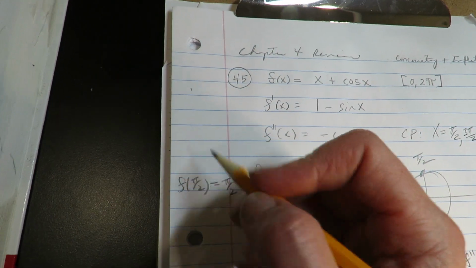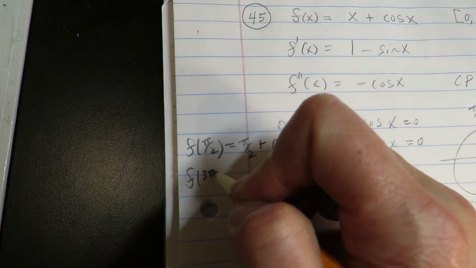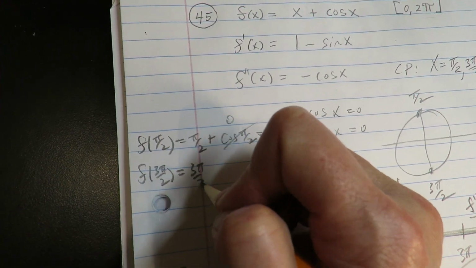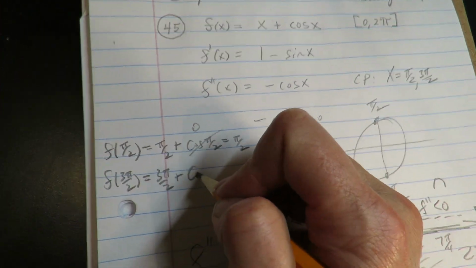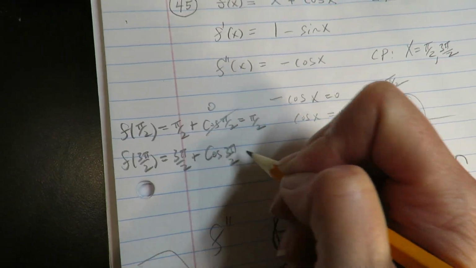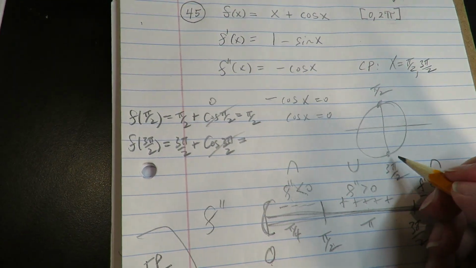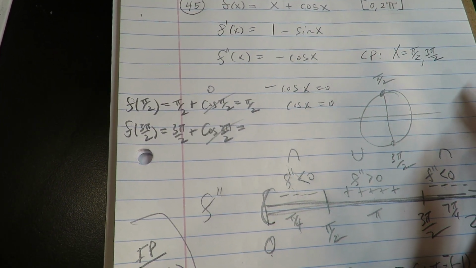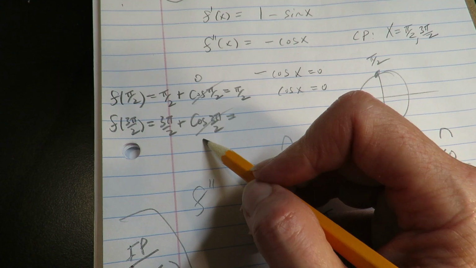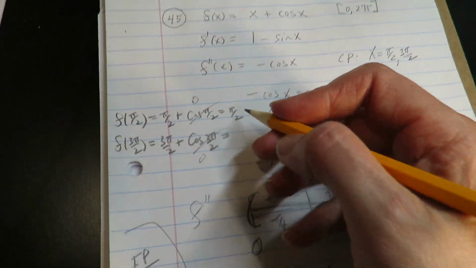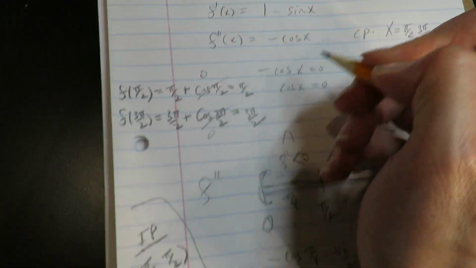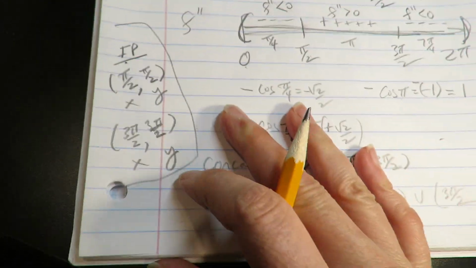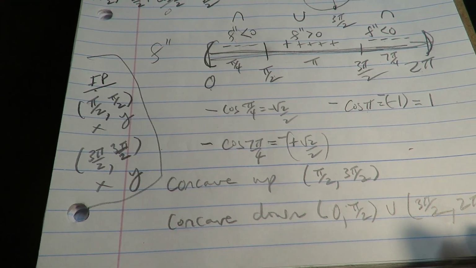Now I'll do it with the other one, 3 pi over 2. f of 3 pi over 2 is 3 pi over 2 plus cosine of 3 pi over 2. Cosine of 3 pi over 2 from the unit circle, again, if you don't remember this, just shoot me an email, is 0. So 3 pi over 2 plus 0 is 3 pi over 2. So this is 3 pi over 2, 3 pi over 2, and that would be the inflection points.